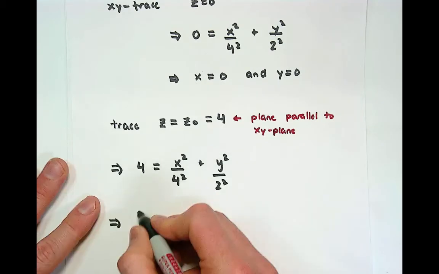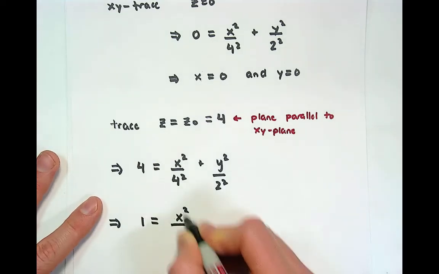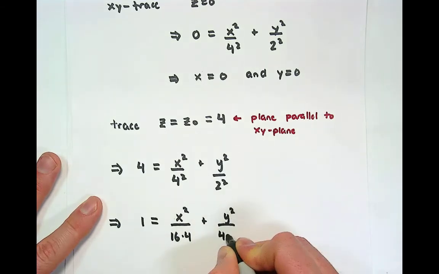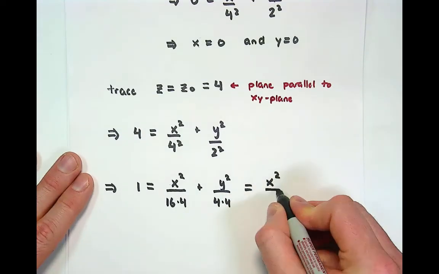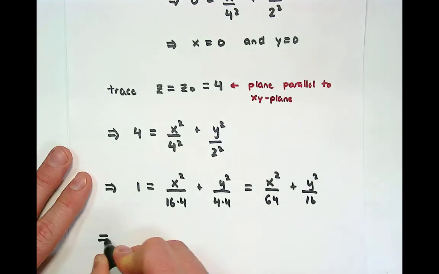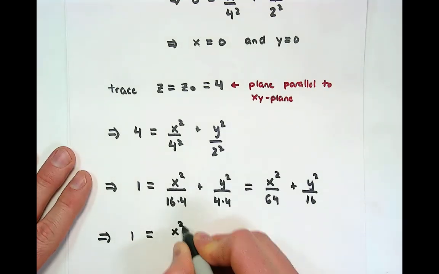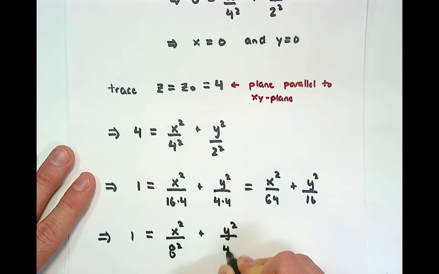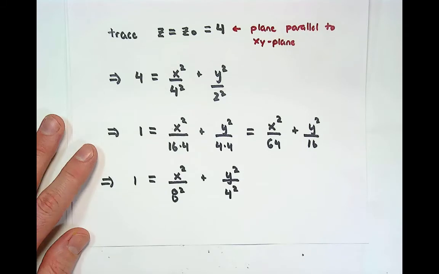And then we can go ahead and divide by 4 on both sides, and this would be 1 over x squared. And then here, this would be 16 times 4 plus y over 4 times 4, which of course when we look at this is going to be x squared over 64 plus y squared over 16. And of course we can see that this is actually an ellipse, aka elliptic paraboloid. There's the ellipse trace. So this is going to be x squared plus y squared over 4 squared. Remember that this trace was at height 4.